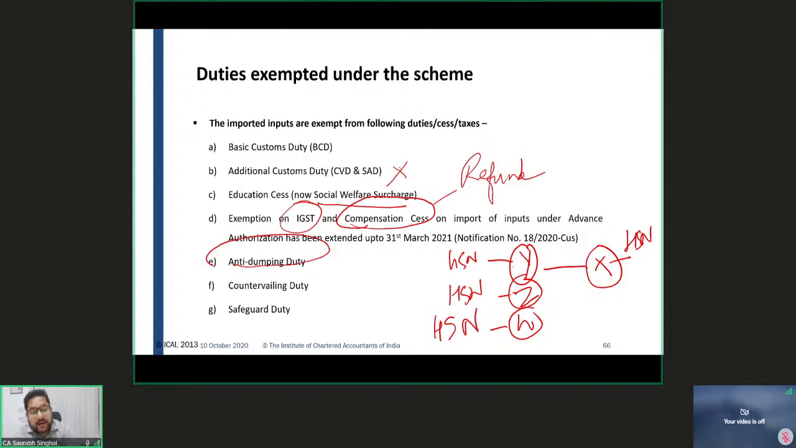I don't have to pay any anti-dumping duty if applicable, any countervailing duty if applicable, any safeguard duty if applicable. So all these duties will be exempted and I will get the inputs into the country without payment of any of these duties. Just show the advance authorization and now use these goods to produce a resultant product which is to be exported or given to an SEZ unit or given to an EOU unit or given to a foreign going vessel.